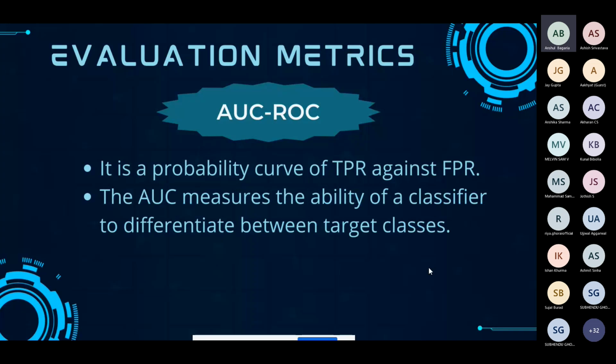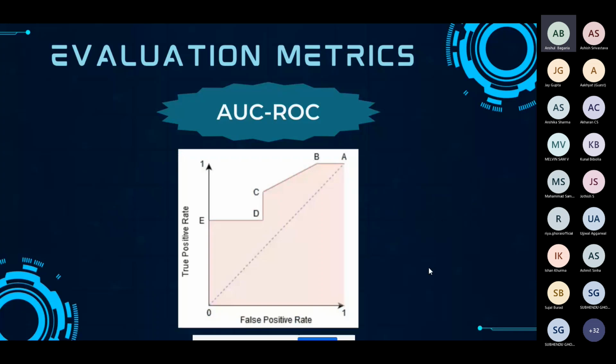So it basically measures the ability of the classifier to differentiate between target classes. Here the target classes are basically in that binary classification problem that I chose for the example of identifying a cat. So the cat and not a cat are the target classes here, which we are trying to measure using AUC. So we can understand that greater the value of AUC, the better its ability to distinguish.